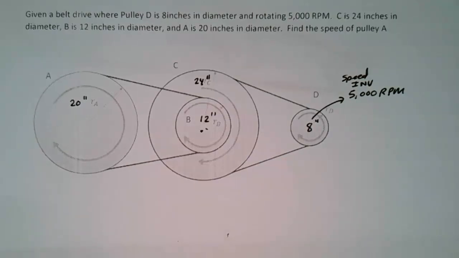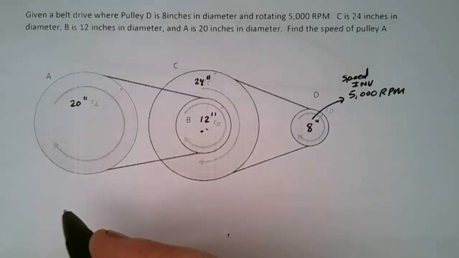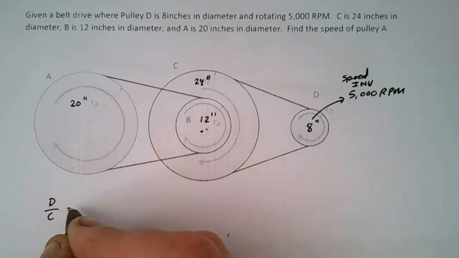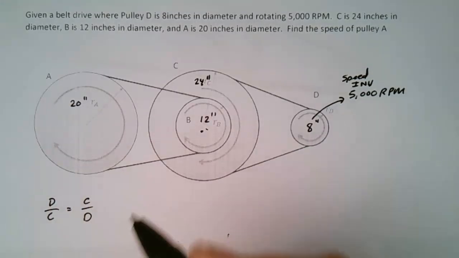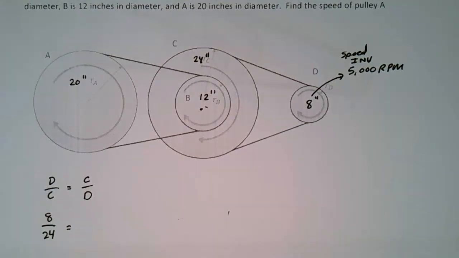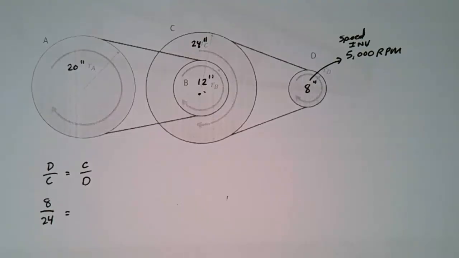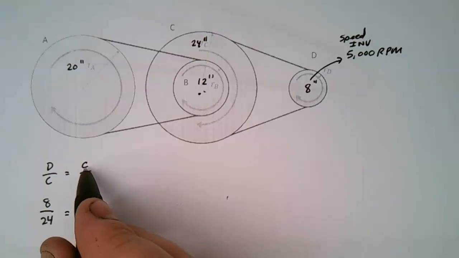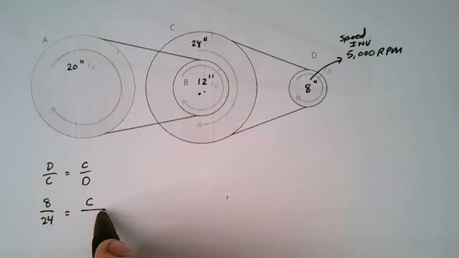We're going to set up an inverse proportion. Now remember, to set up an inverse proportion, we're going to say D over C is equal to C over D. So a direct proportion would be D over C equals D over C. We're going to flip that side. When we do that, we're going to take our diameters, 8 over 24, equal to the speeds. So diameter of D over diameter of C equals the speed of C, which I don't know, over the speed of D, which is 5,000 RPMs.